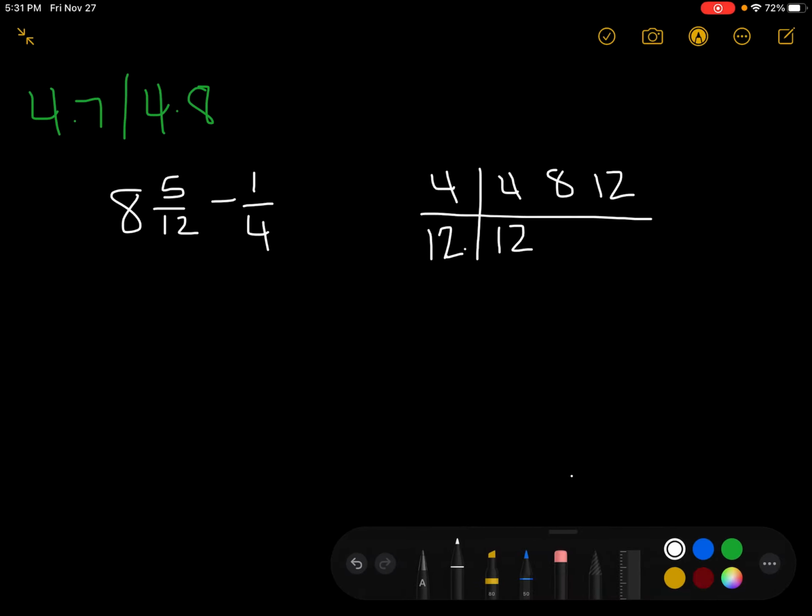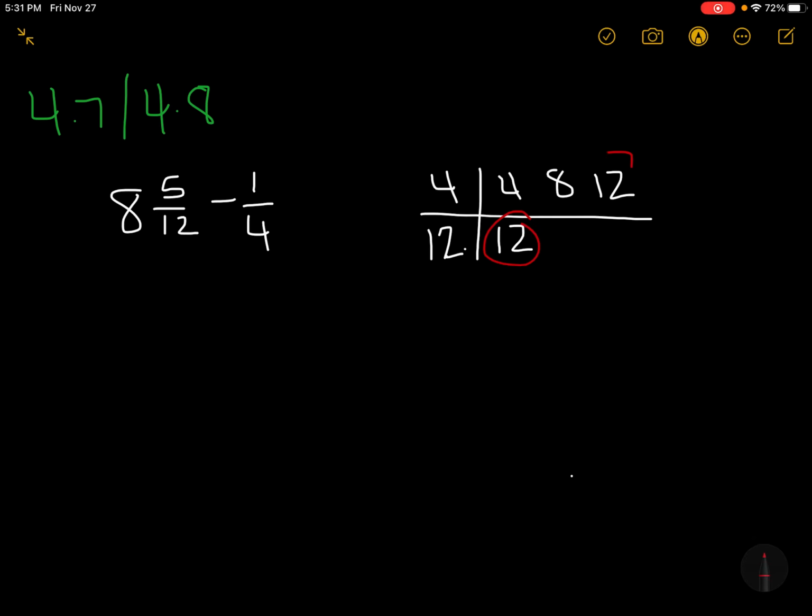The first one that matches is 12, so I'm only changing one of these fractions because only one of them needs to be changed to have the denominator 12. The first fraction, 5 over 12, already has that. So 1/4 I'm going to be changing. I'm going to do it over here on the side so that we can see it. And remember, I'm trying to turn it into something over 12, so I'm going to write it over 12.